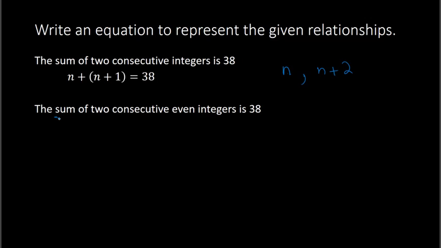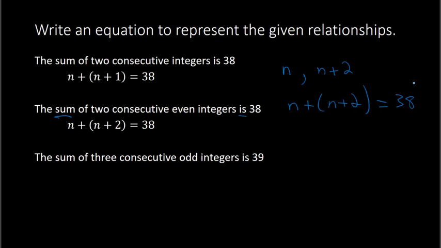And then it says the sum of those. Sum means to add. So I add n plus the n plus 2. And then it says that sum is, which means equals. So that equals, and then 38. So my equation to represent that expression would be n plus n plus 2 equals 38.